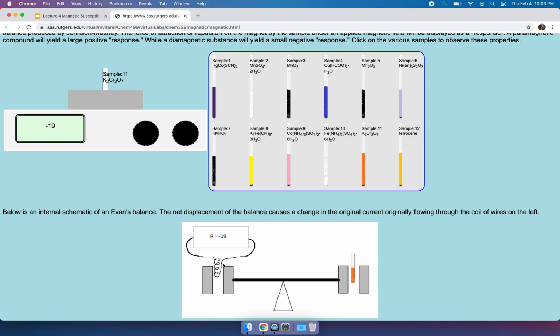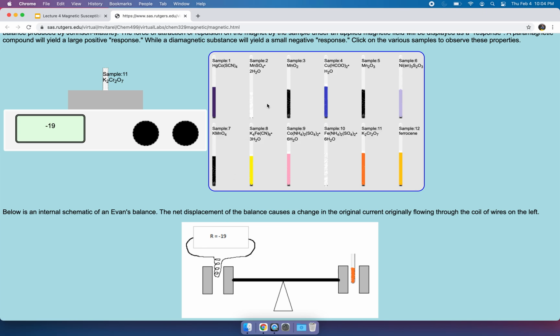Then there's a current that's going through this coil of wire. So this pair of magnets is going to move slightly up, slightly adjusting the reading here. It's calibrated to give you a negative number for diamagnetic materials.